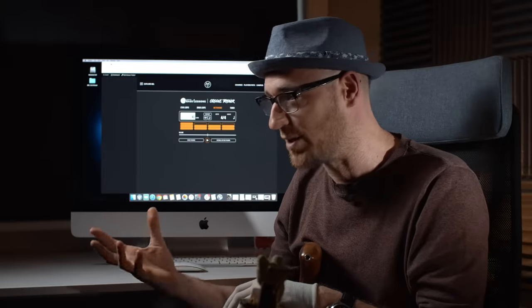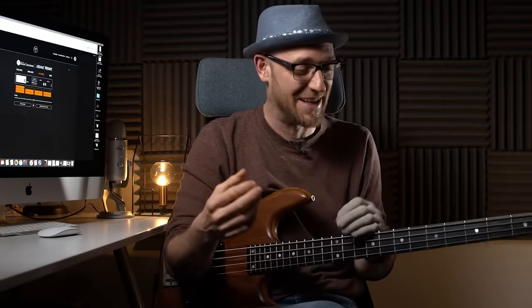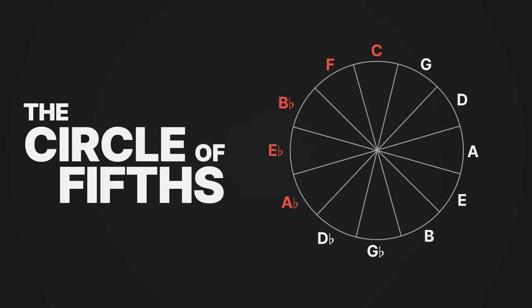And this is the best exercise that I've ever used with any of my students that actually gets them to use it. Okay, so don't worry about it. Just do what I'm saying, okay? So C, F, B flat, E flat, A flat, D flat, G flat, B, E, A, D, and G. Okay, that's the final set, A, D, and G.